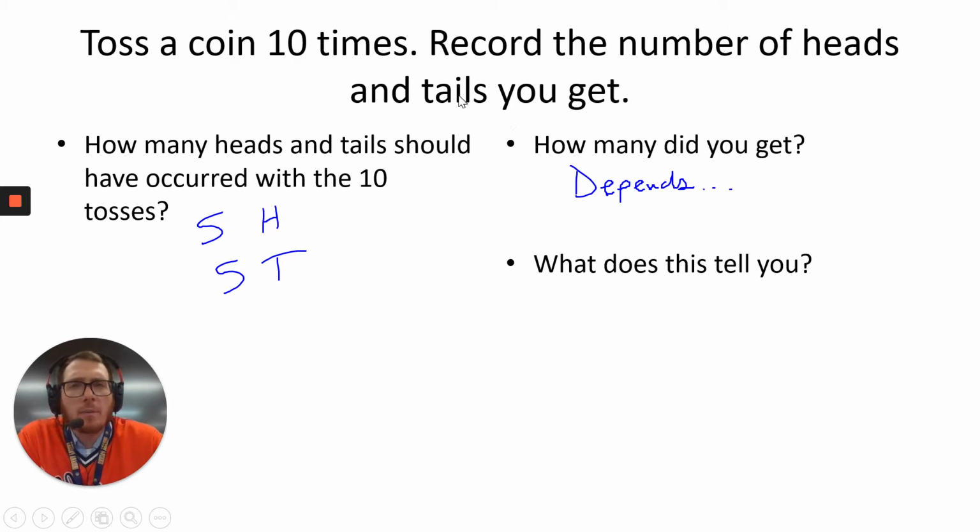Let's say in theory we had you toss a coin 10 times, and I'm going to have you record the number of heads and tails you get. If you toss the coin 10 times, what should happen is you should get half heads, half tails, 5 and 5. How many did you get?